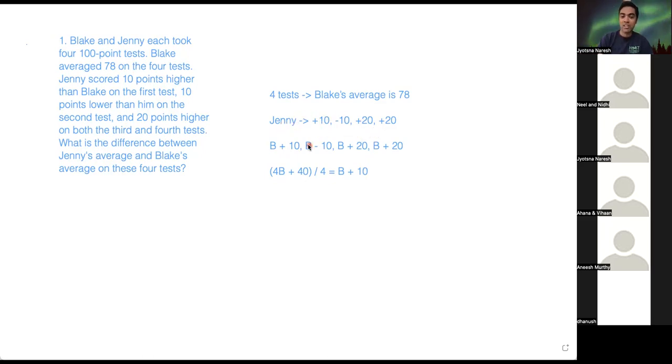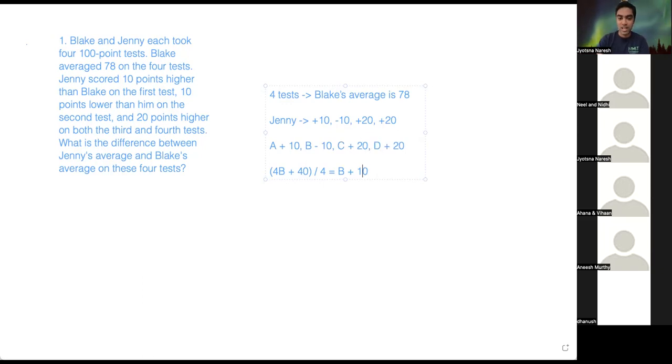And actually, regardless of how Blake's average became 78, for any 4 numbers that average to 78 to begin with, if we follow this procedure, you'll get the same average for Jenny's tests. So in that sense, it's okay to assume this, but instead of picking them all as B, we could say A is Blake's score on the first test, B is Blake's score on the second test, C is Blake's score on the third test, D on the fourth test.